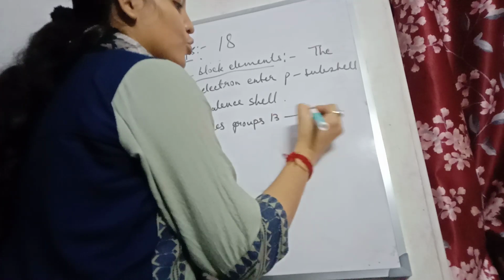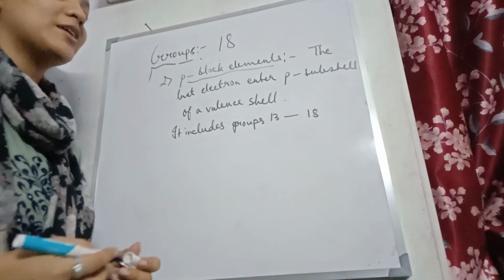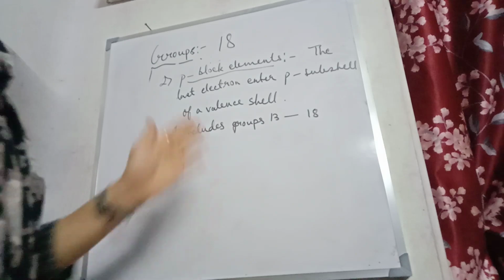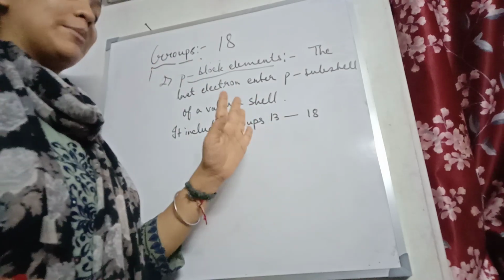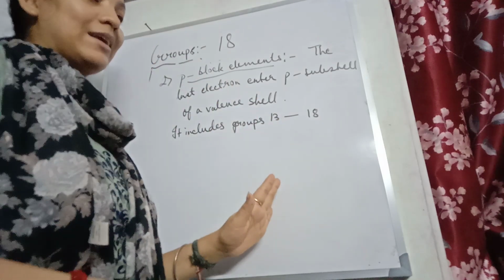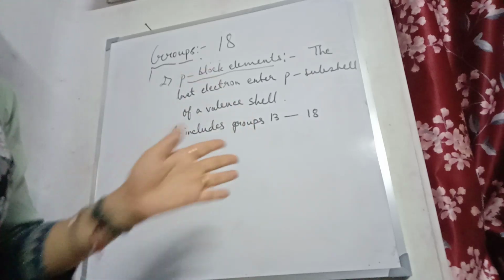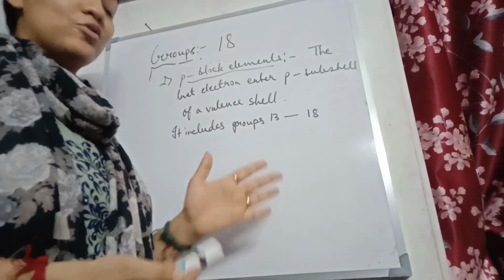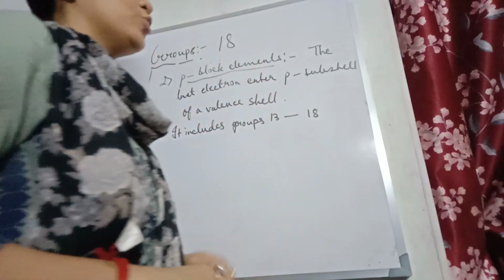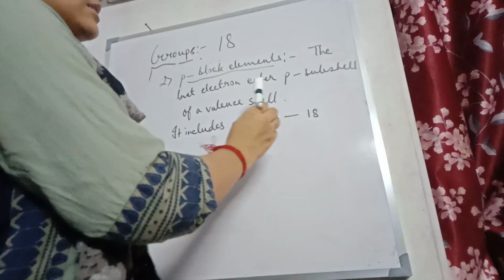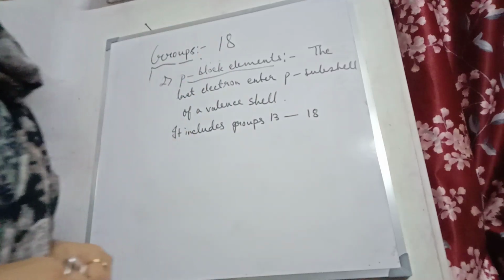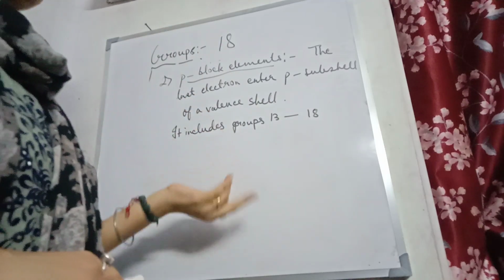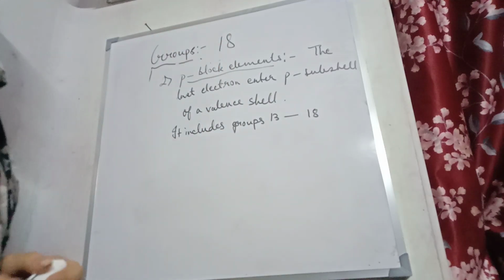It includes groups 13 to 18. Group 13 means which one? The boron family. Group 14, we have the carbon family. Group 15, nitrogen family. 16, the oxygen one, which are generally known as your chalcogens. Group 17, halogens, and 18 are the noble gases. So this entire 13 to 18 are termed as the P block elements. In S block elements, we have only two groups, that is group 1 and 2.